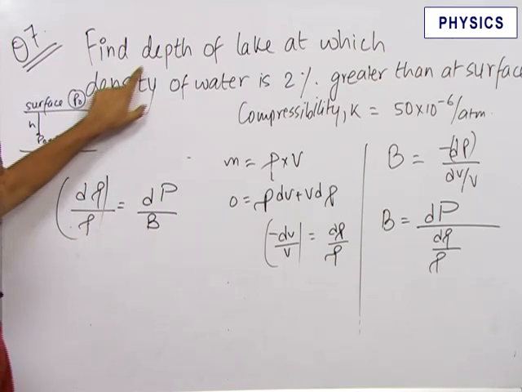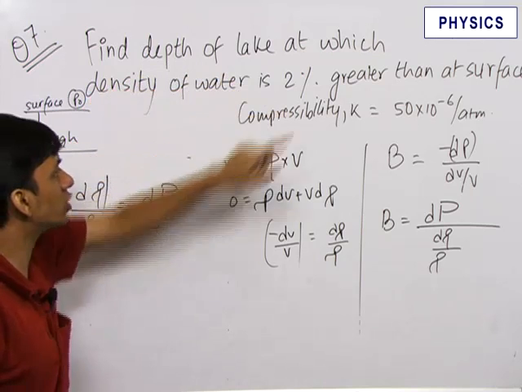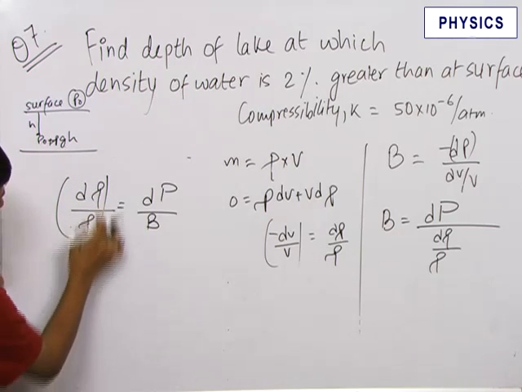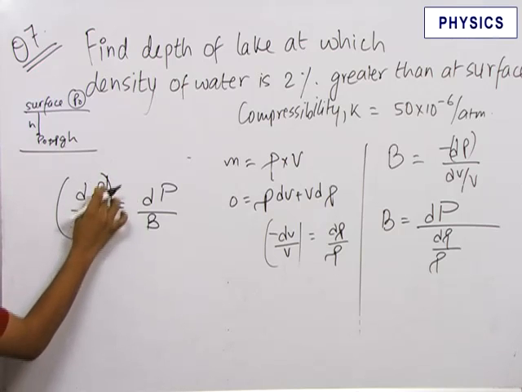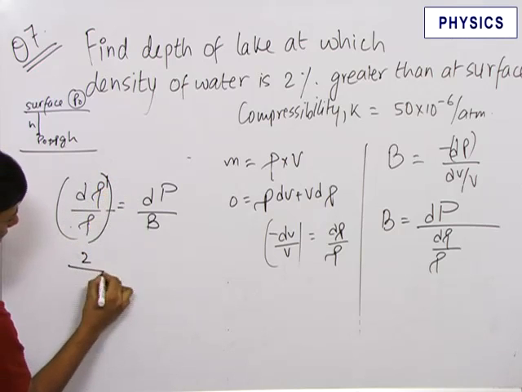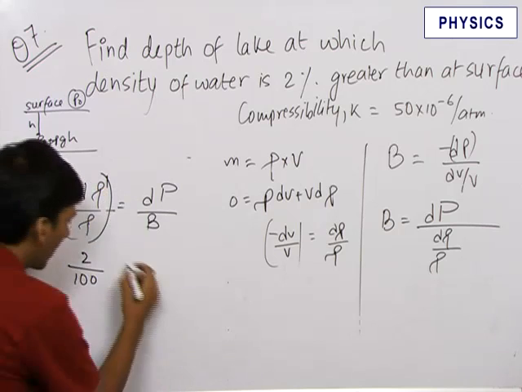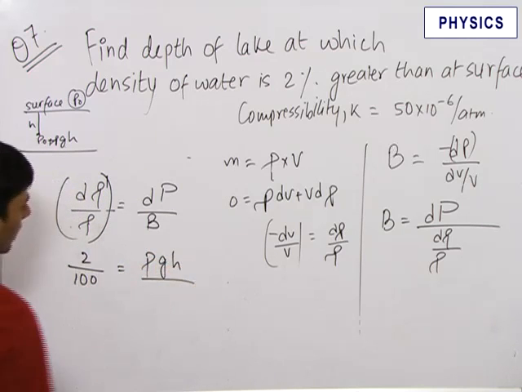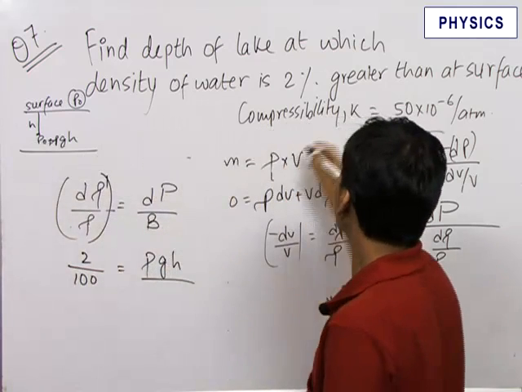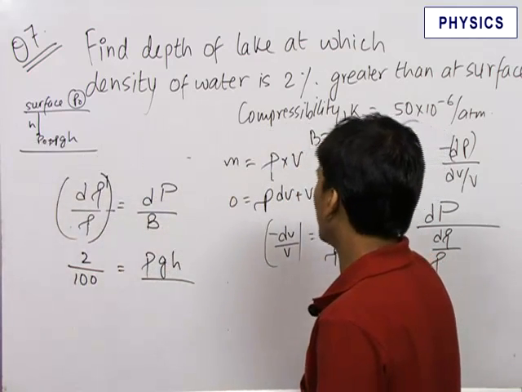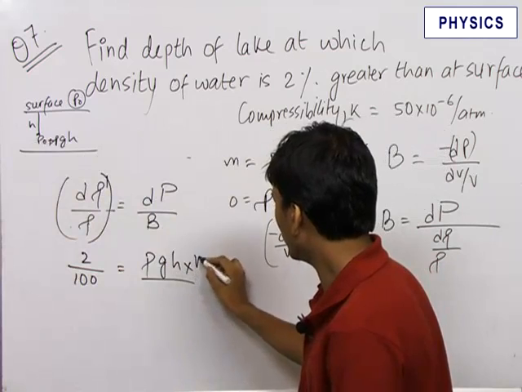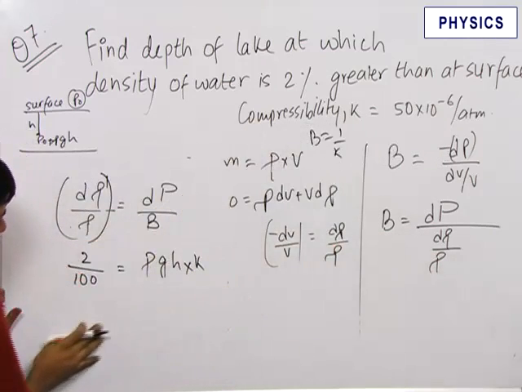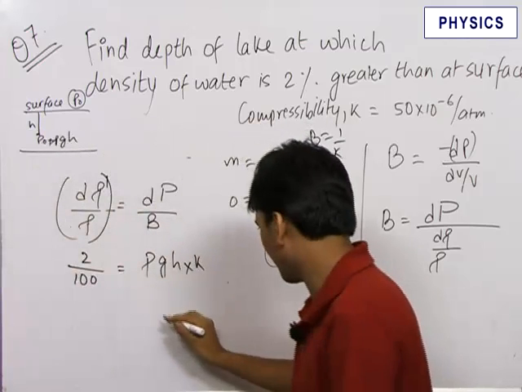We need the density of water to be 2% greater than at the surface. Therefore the relative change in the density of water, that is 2/100, becomes equal to rho g h/B. Now we know that the bulk modulus is equal to 1 upon compressibility. Therefore we can write this as rho g h times k, where k is the compressibility given to be 50 × 10^-6 per atm.